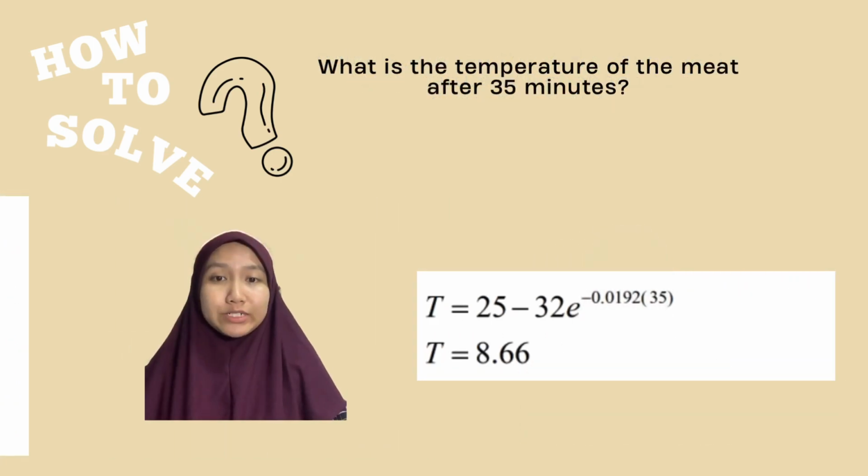Let's go through the last question, where we want to find the temperature after 35 minutes. We take the last condition, T(35) equals what? Because we want to find the temperature T. We substitute t equals 35 and the formula can be written as T equals 25 minus 32e^(-0.0192(35)). We calculate the formula, and we get T equals 8.66 degrees. Therefore, the temperature after 35 minutes is approximately 8.66 degrees.